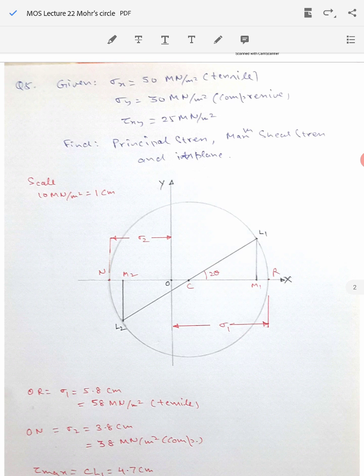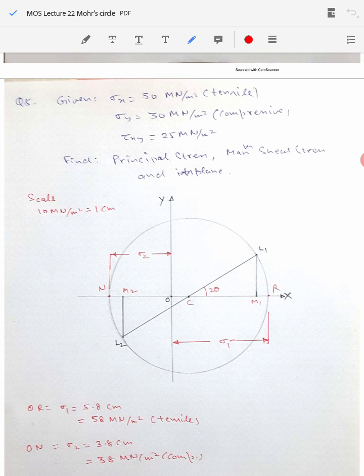Let's first start with the value of sigma x. You take the value and find the point on the right hand side of the origin at 5 centimeter, and OM1 will be equal to 5 centimeter, representing the sigma x value. Then you take the value of 3 centimeter and go to the left hand side of the origin, that means on the negative of the x-axis, and mark the point M2 at 3 centimeter distance from the origin. So this way you are going to mark.